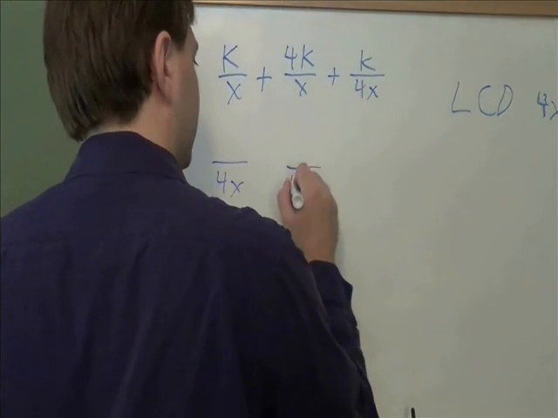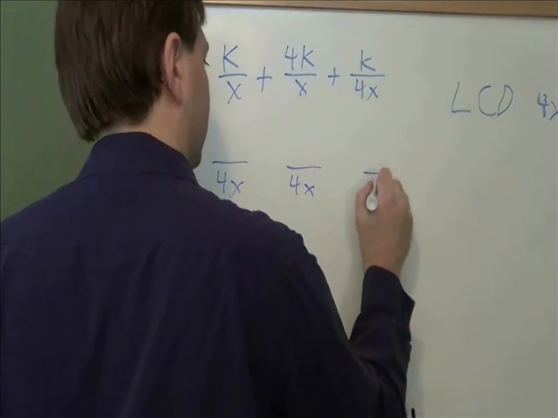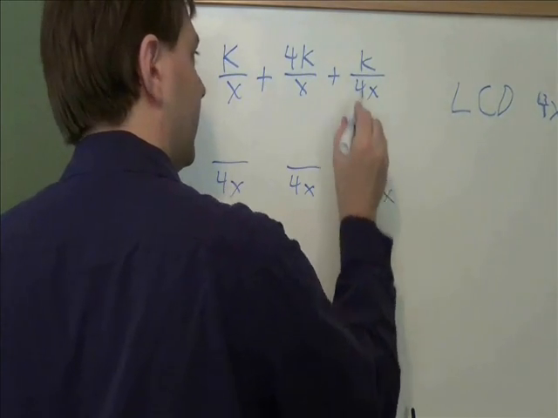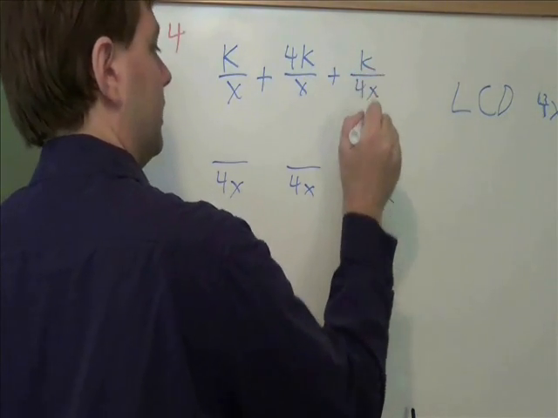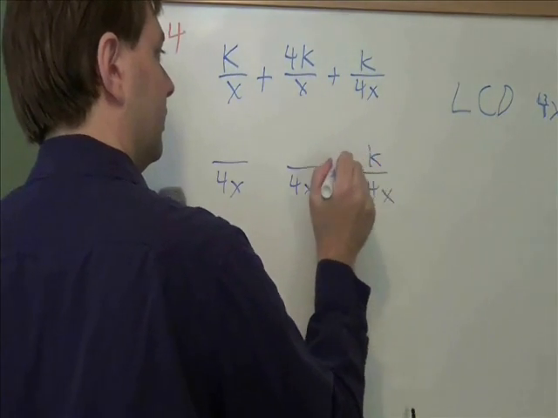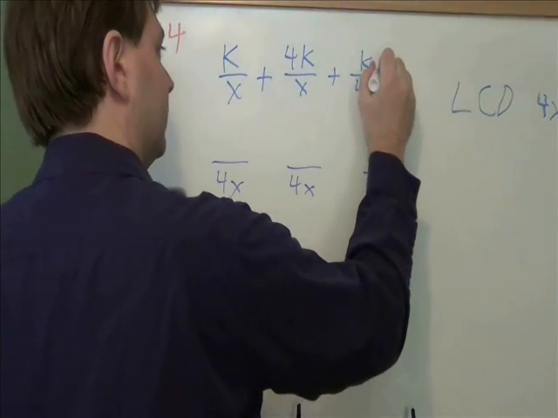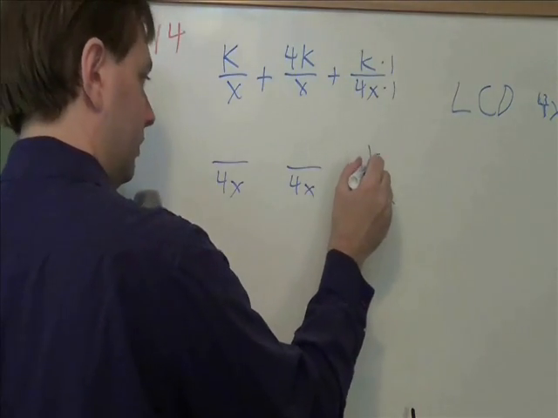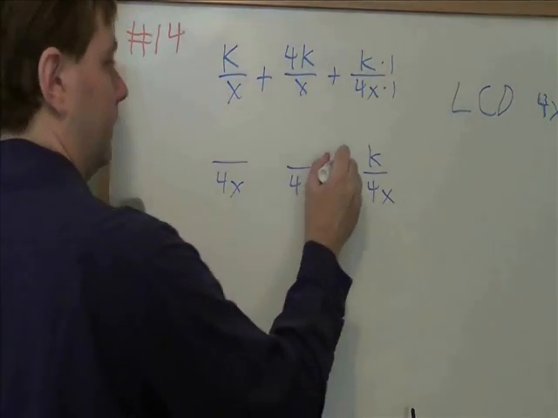So I need over 4x, over 4x, over 4x. This one is already done. 4x is the LCD, it's 4x. So I don't need to multiply by anything. If you want, you can think of it as times 1. But you don't need to. You just need k over 4x.